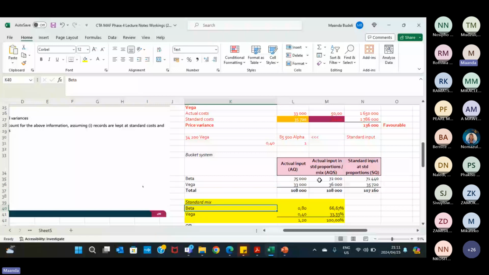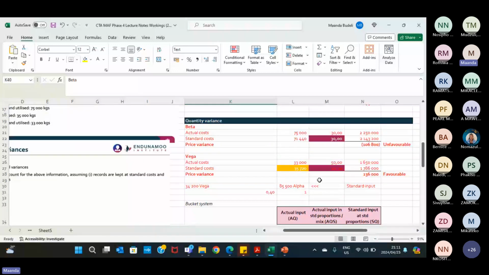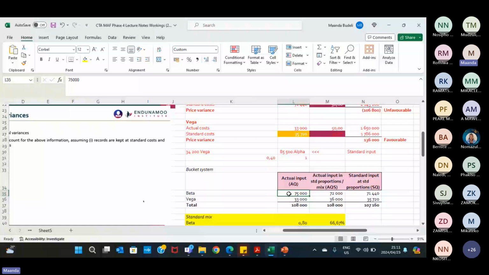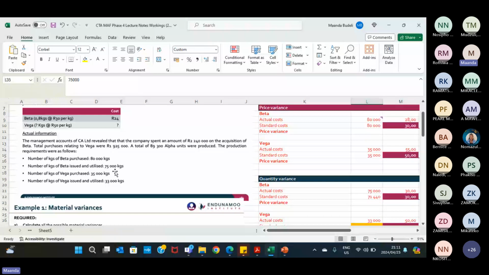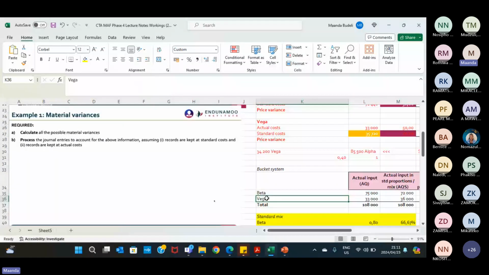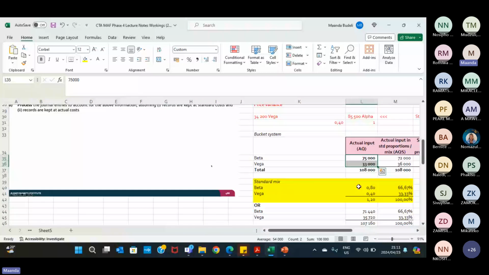Then I go for my actual now, what I've used. So I know that for beta, I've used the 75,000. And for Vega, I've used 33,000. So I'm expecting to say, hold on, this should be in proportion to my mix, right? So this is what I actually used, but because I know my standard mix is 0.8 and 0.4, this must be in proportion to my mix, right? So what do I do?